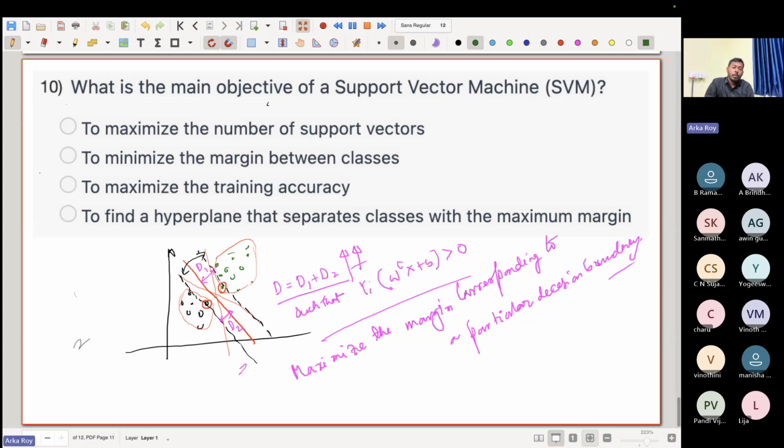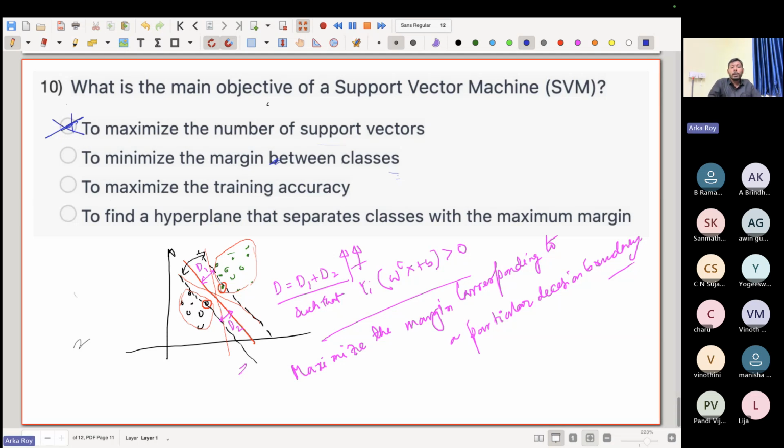So let us see the options that they have given. The first option states to maximize the number of support vectors. The main objective of SVM is not to find the maximum number of support vectors. Rather, it tries to maximize the margin of classification, because the classification margin plays the main role rather than the number of support vectors. So this one is incorrect.